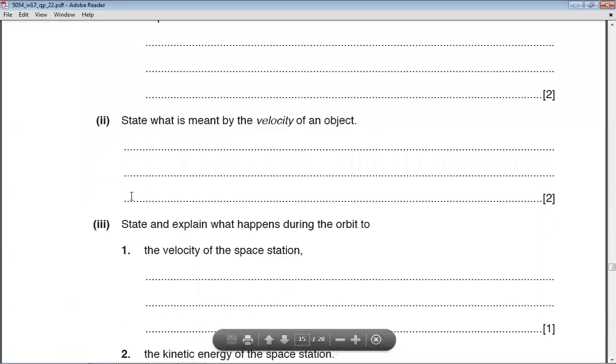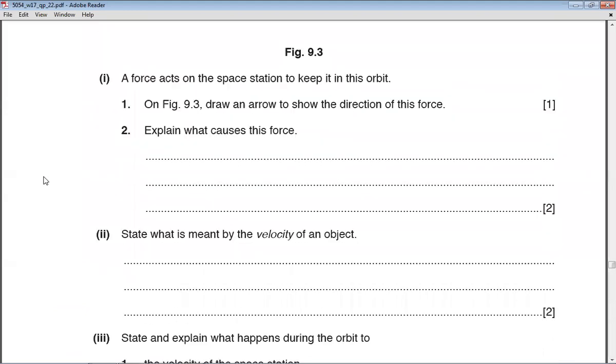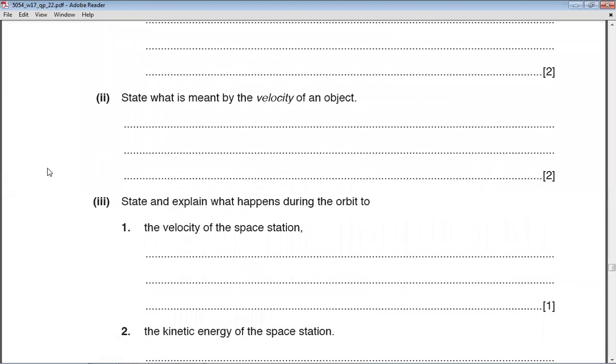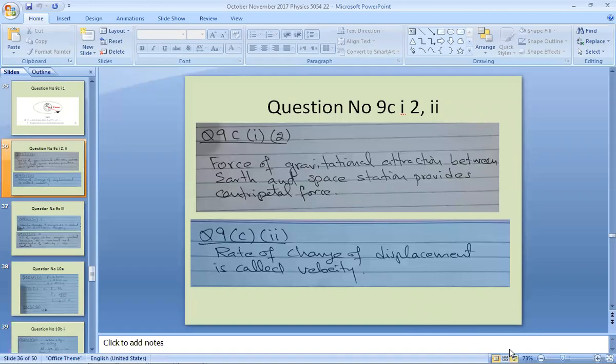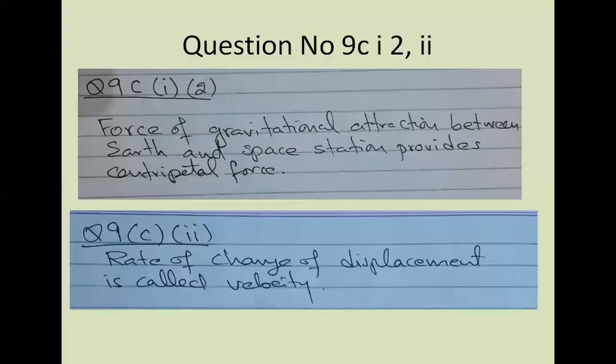Okay, so the next part. That was a 2-mark question. Now, the second part is state what is meant by the velocity of an object. You know, velocity means the rate of change of displacement, change in the displacement divided by time. So that's the definition of the velocity. So let me show you my definition. I've written that definition. So the velocity is a 2 marks definition. The rate of change of displacement is called velocity.